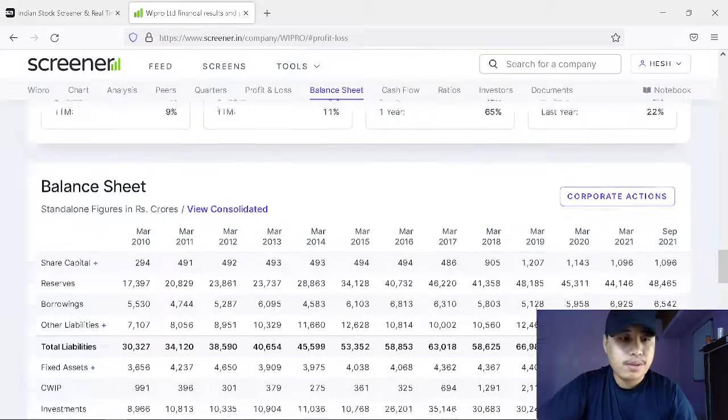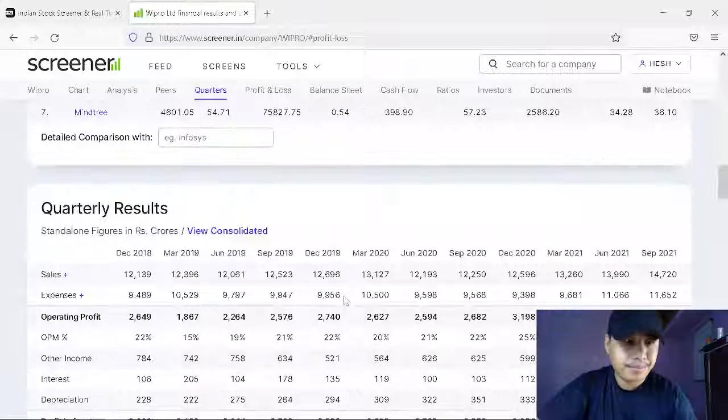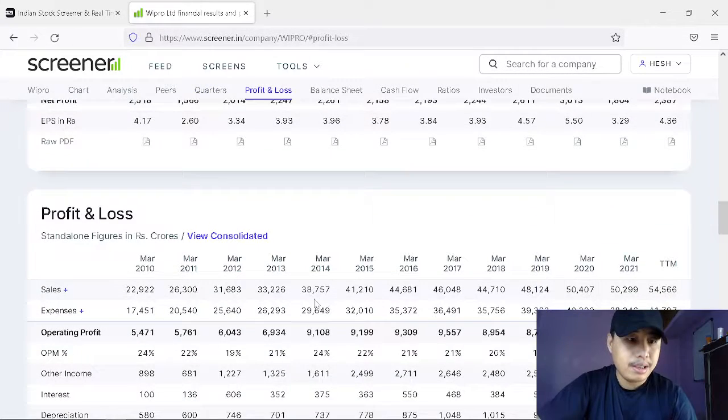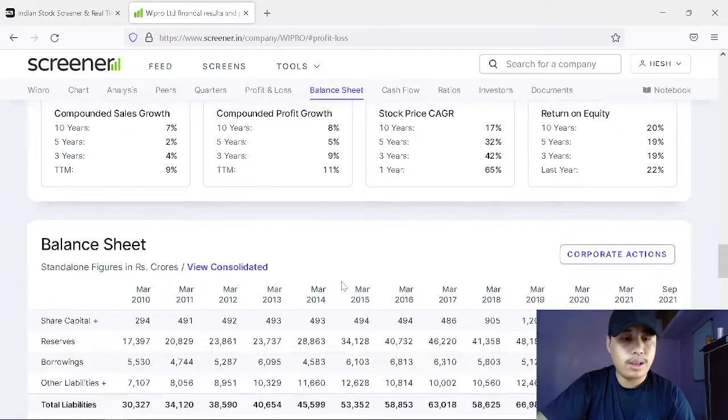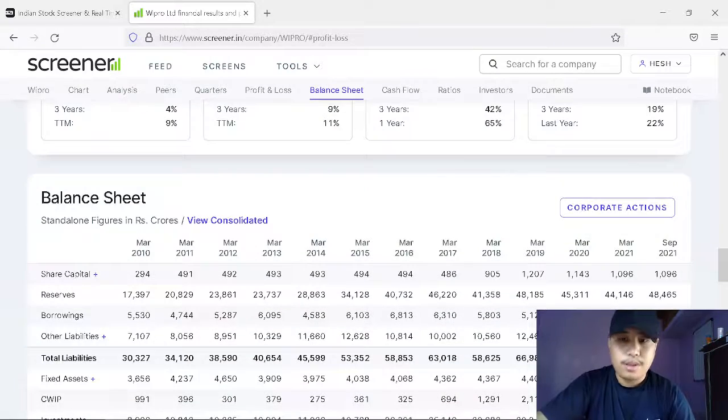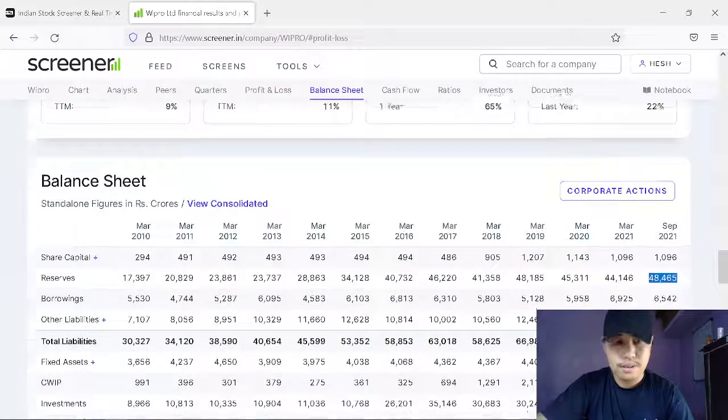So let's look at some of these sales. Sales have been increasing. Nice one, from 22,000 to 50,000 crores. And stock CAGR is around 65, which is a very good one. Compound growth, these are all okay. They're in the okay range. Share capital has increased, nothing to be worried about. Reserves, they have around 48,000 crores right now, which is a good sign. And their debt is around 6,500.